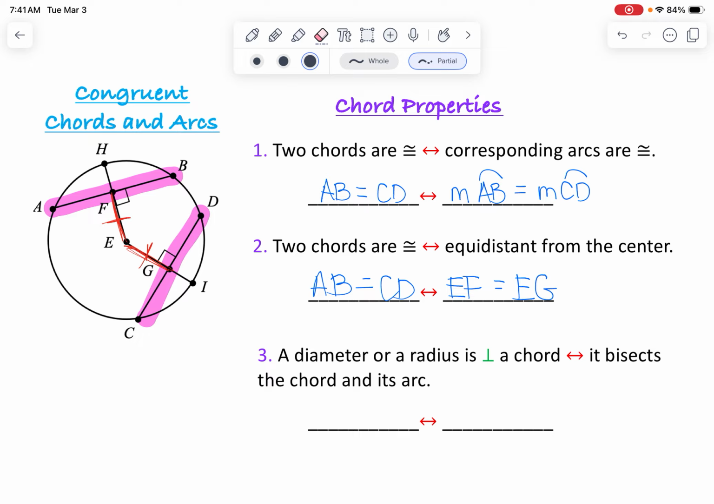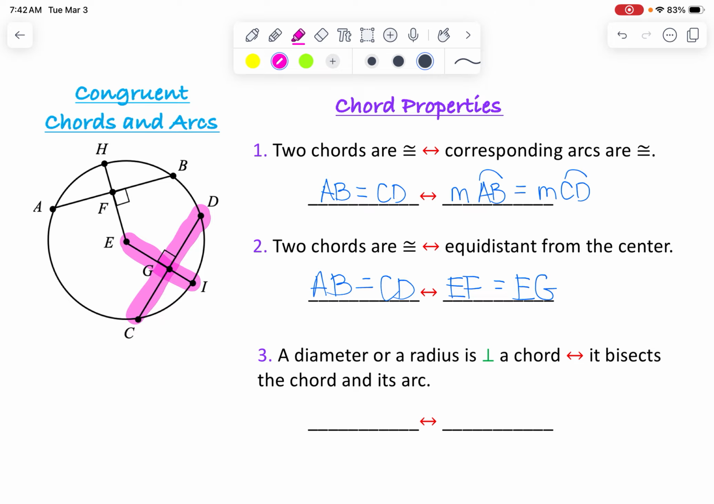is perpendicular to a chord if and only if it bisects the chord and its arc. Okay, so there's a whole lot going on there. Let me erase this stuff here so we can talk about what we have here. Okay. So a diameter or a radius is perpendicular to a chord if it bisects it. Okay, so I have that. Let's just say this radius right here, okay, that is perpendicular to this chord.